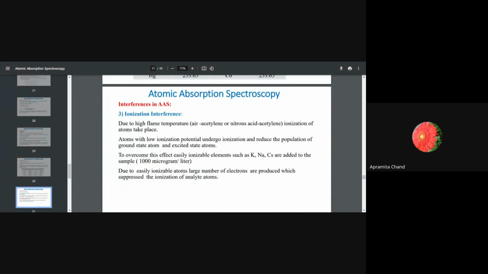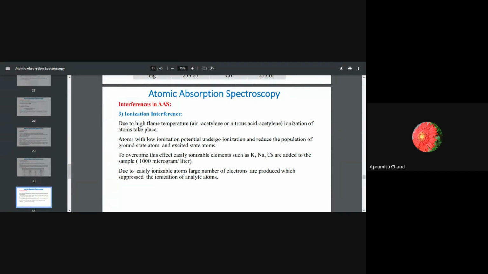Next is ionization interference. Because we are using such a high flame temperature, ionization of the atoms can take place. So if you have atoms with low ionization potential, they will undergo ionization, and the population of the ground state atoms and the excited state atoms will be reduced.